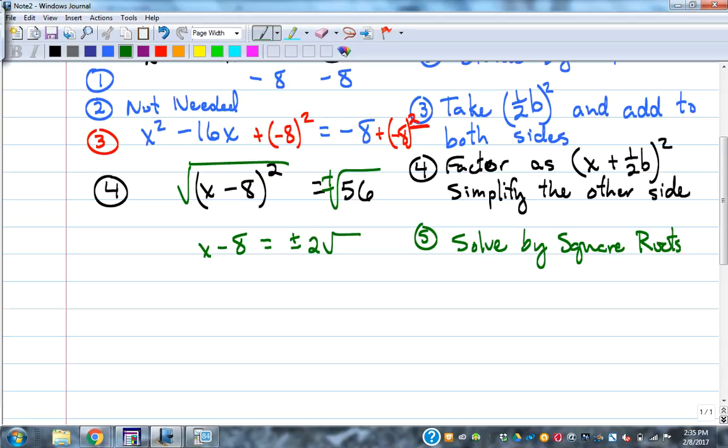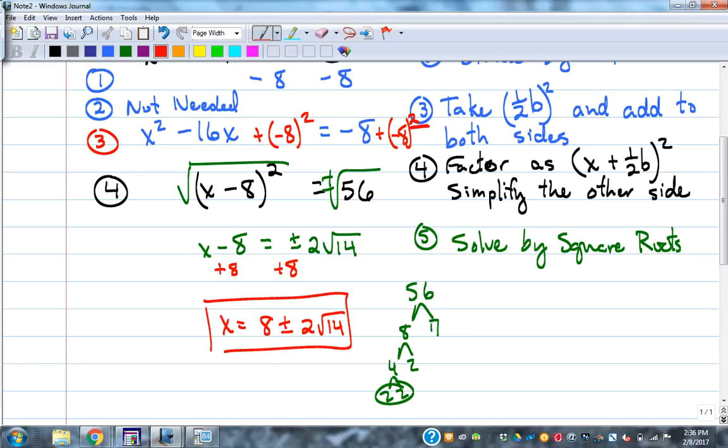Y'all agree? Which one? Break down the 56. 8 and 7. 4 and 2. You were right the first time. 2 radical 14. Okay, and then get x by itself. 8 plus or minus 2 square root of 14. And then we've solved it.